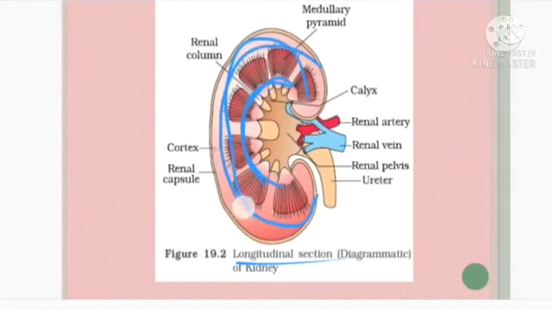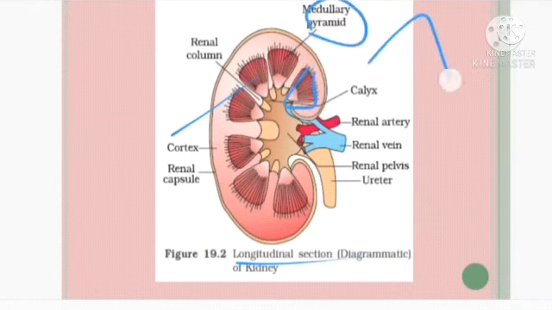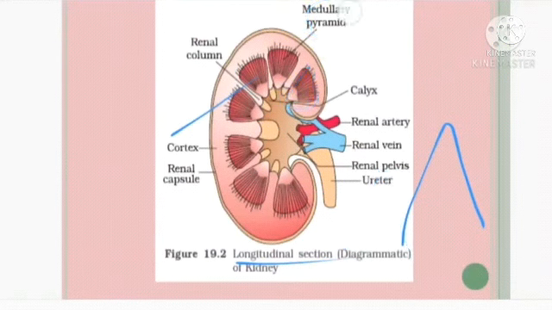So the outer one is called the cortex and the inner one is called the medulla. In the medulla you can find pyramid-like structures. Triangular structures, we call them pyramids. So here you can find many pyramid-like structures in the medulla, and we call them medullary pyramids.